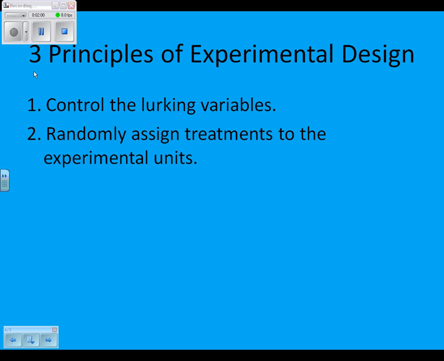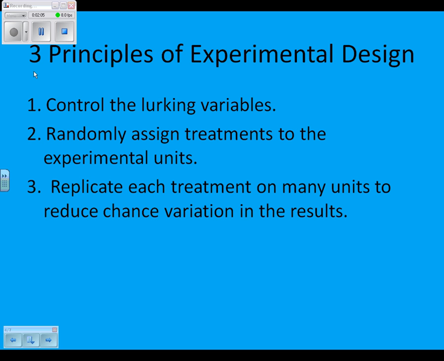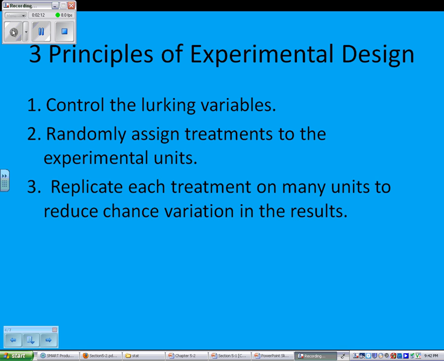There are 3 principles of experimental design. The first is to control the lurking variables. I'll try to give you an example that'll tie these 3 things together. The second is to randomly assign treatments to the experimental units. And finally, to replicate each treatment on as many units as possible to reduce chance variation in the results. I'll give you just a moment to jot these 3 things down. Control the lurking variables, randomly assign treatments to experimental units, and then replicate the treatment on a number of units to reduce the chance variation.